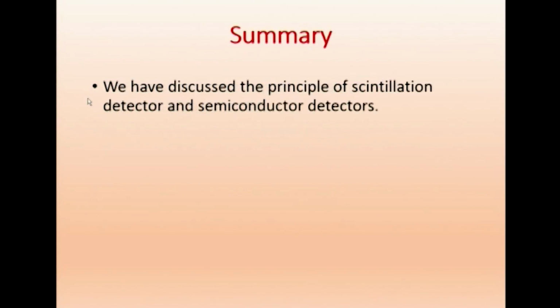So we have been discussing the principle of a scintillation detector and semiconductor detector and the advantages of these things. Next, semiconductor is only a starting. We have got another type of semiconductor detector, the PN junction diode detector. We will be continuing with that in the next class, and we will have a few questions for the day.